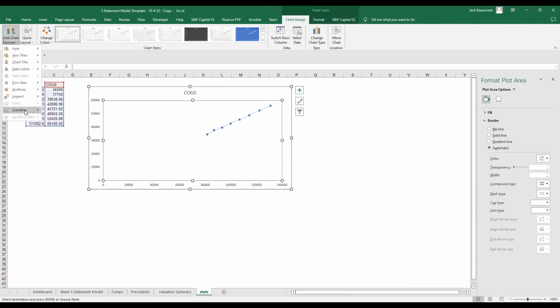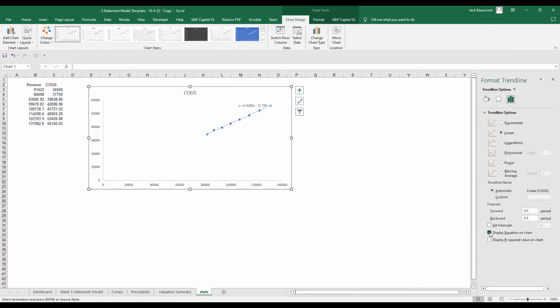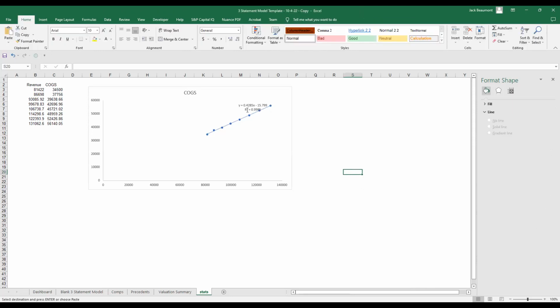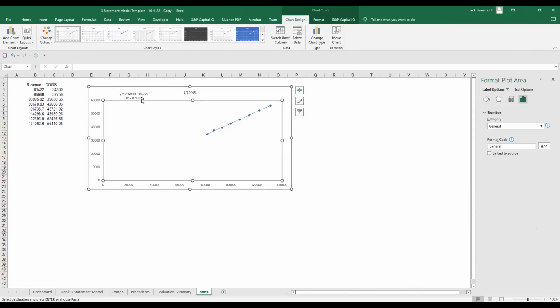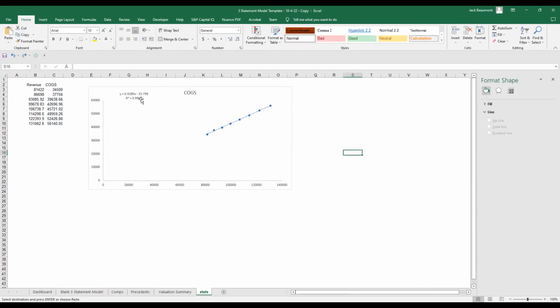So let's add another element. Go to trend line again, and then go more trend line options. Then I want to display the equation and the R squared. Okay, so there we can see already the R squared is extremely high. Okay, so if we get an R squared over 0.8, that indicates a strong relationship, and over 0.9, you've got pretty much obvious relationships. So I could go ahead already and say I'm going to use this y equals this formula here, because our relationship's so strong.